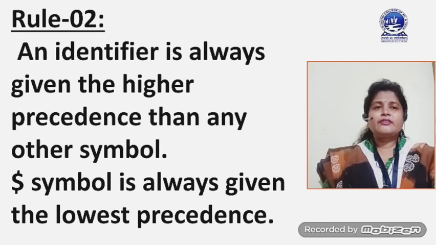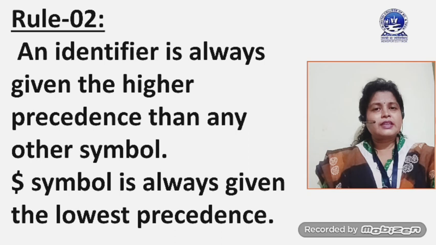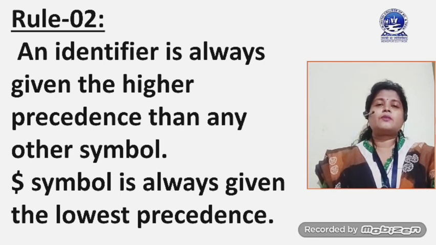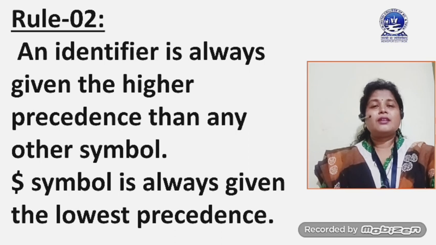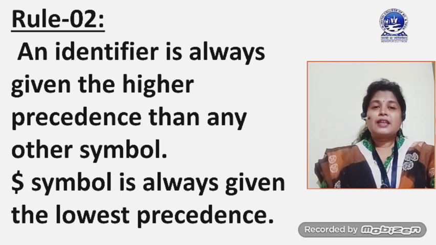Rule 2: an identifier is always given higher precedence than any other symbol. Obviously, for example, if you want to perform an addition operation, you need two values, which may be constants or variables, otherwise you cannot perform the operation. That's why an identifier has higher precedence. Then the next one is that the dollar symbol is always given the lowest precedence.